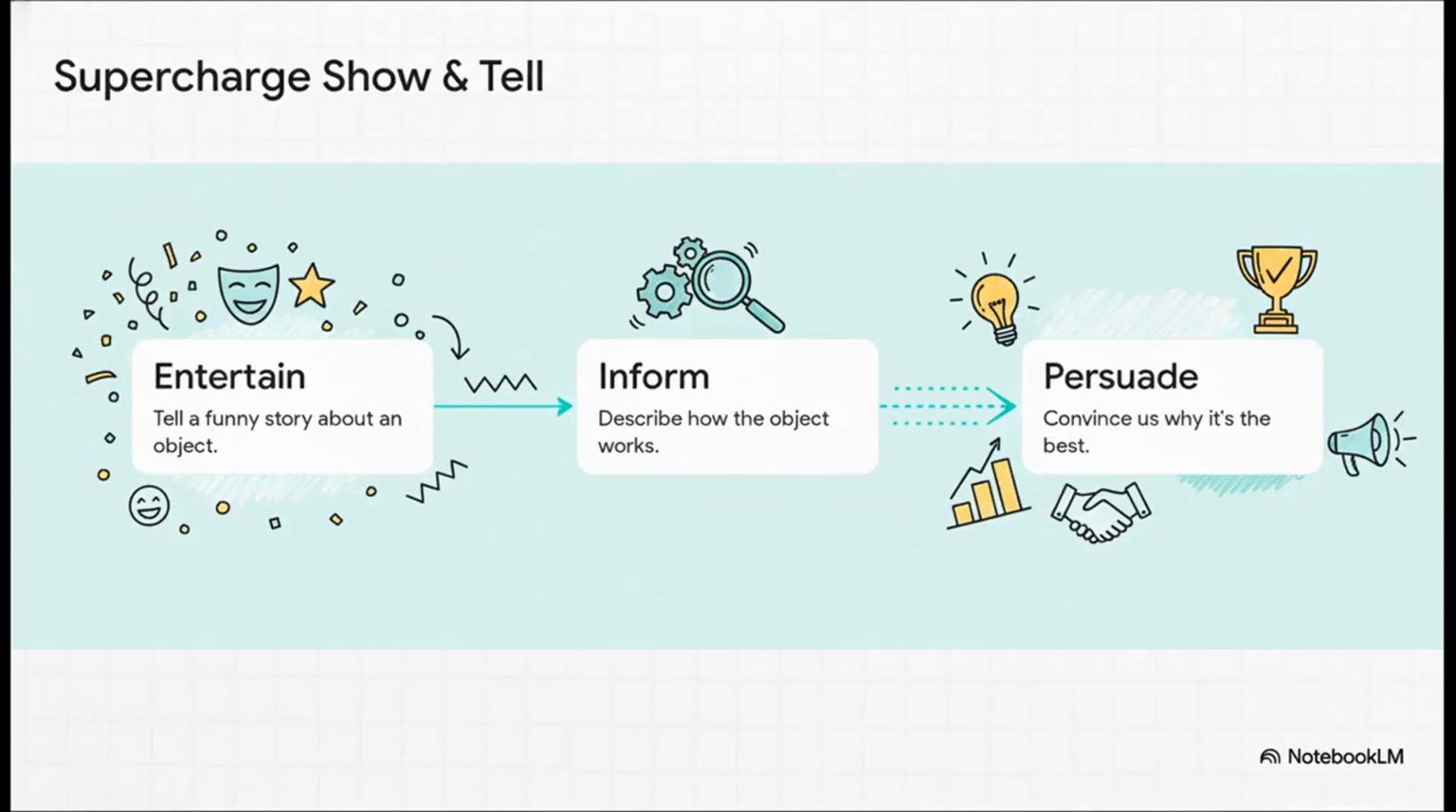Here's another great one. Let's supercharge show and tell. Instead of just, here's my toy, give them a mission, a specific purpose. One day, their goal is to entertain, tell a funny story. The next, it's to inform. How does this thing work? And then, persuade us. Why is this the absolute best? This simple change is huge. It teaches them to shift their whole style based on their goal.